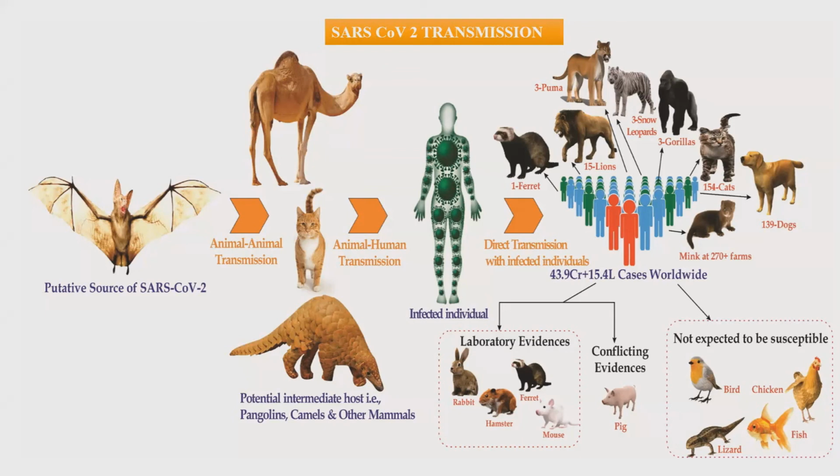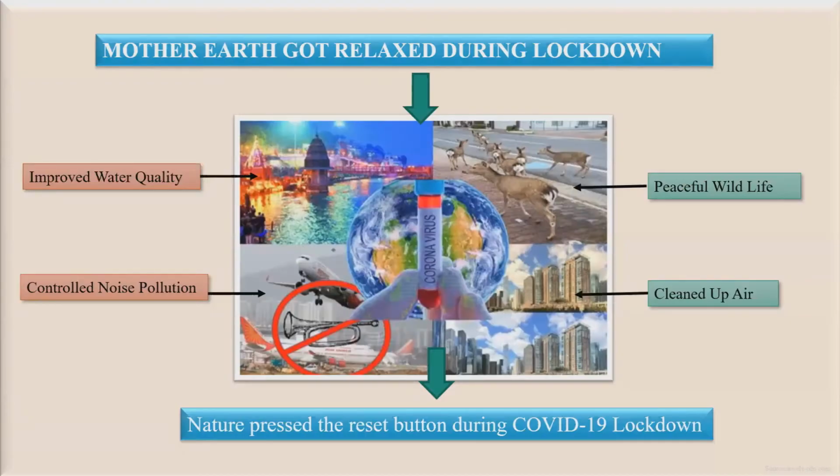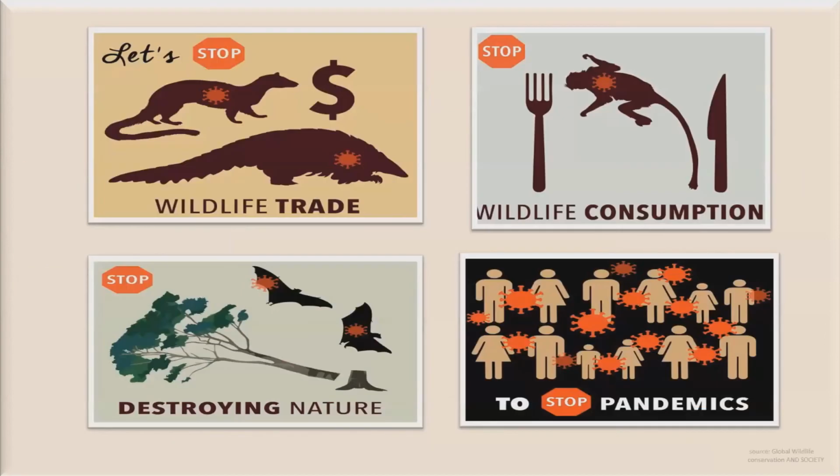On the basis of laboratory evidence and conflicting evidence, these are some animals responsible and not susceptible for the spread. The putative source of SARS-CoV-2 is the bat, and the potential intermediate hosts are pangolin, camels, and other mammals. As Mother Earth got somewhat relaxed by pressing the reset button during lockdown, to stop this pandemic, we should first stop wildlife consumption, trade, and destruction of nature.